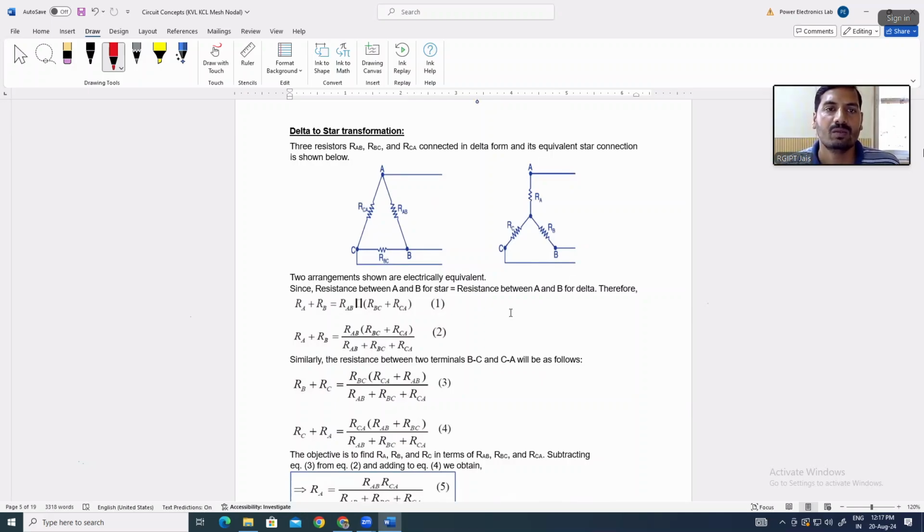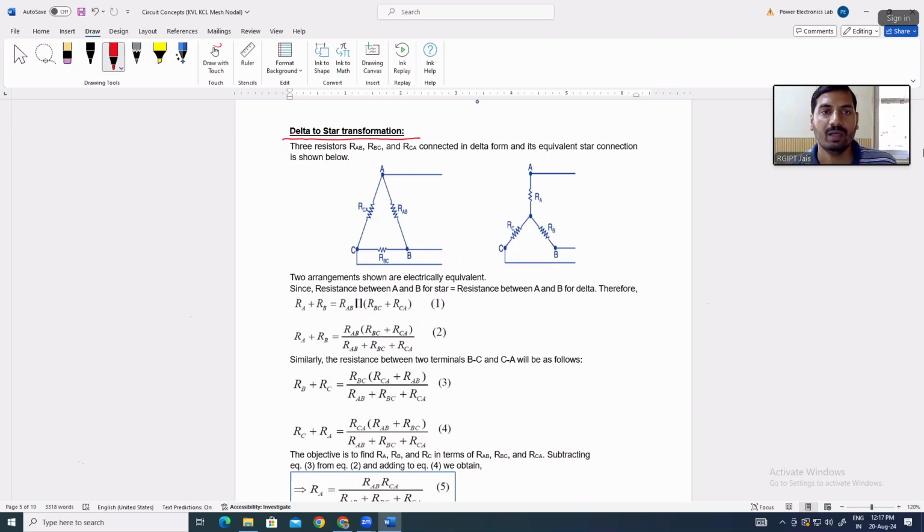So how will you convert a delta to a star or a star to delta? Meaning, if a delta network is given and you want to convert it into a star, how can you convert it? Ultimately both circuits will be the same, meaning they will be electrically equivalent. So you can see here, first is delta to star transformation, or delta to star conversion.